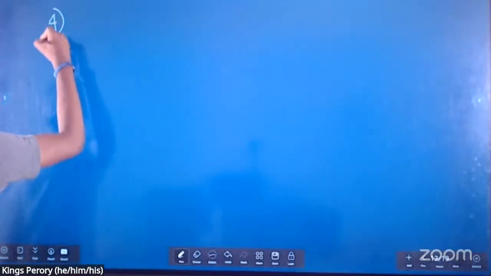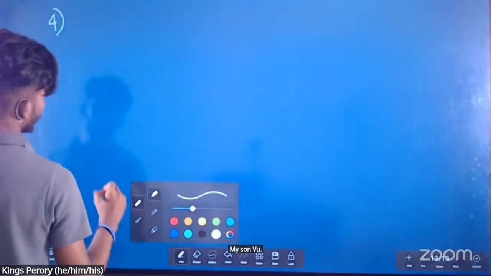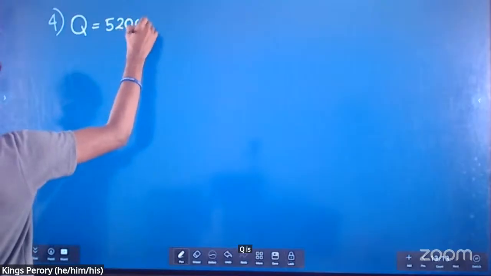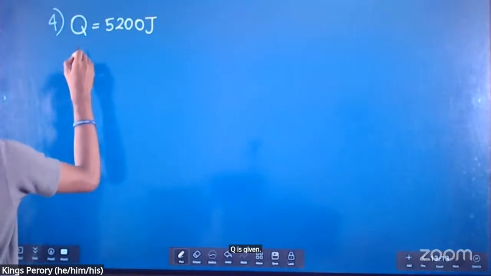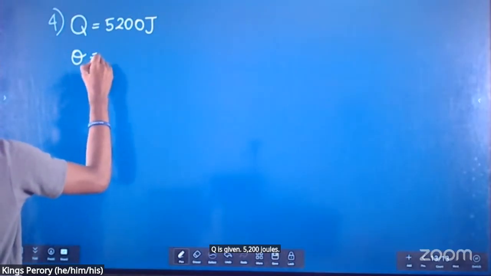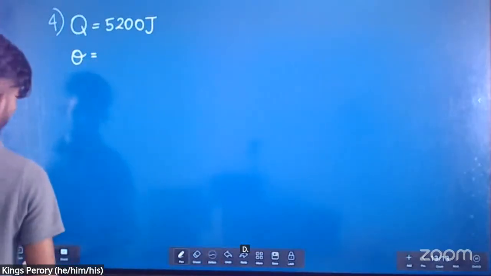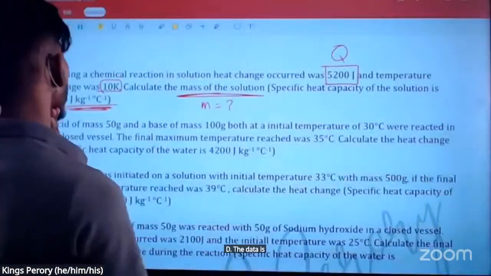Question 4. Q is given, 5200 joules. Theta is 10 Kelvin.